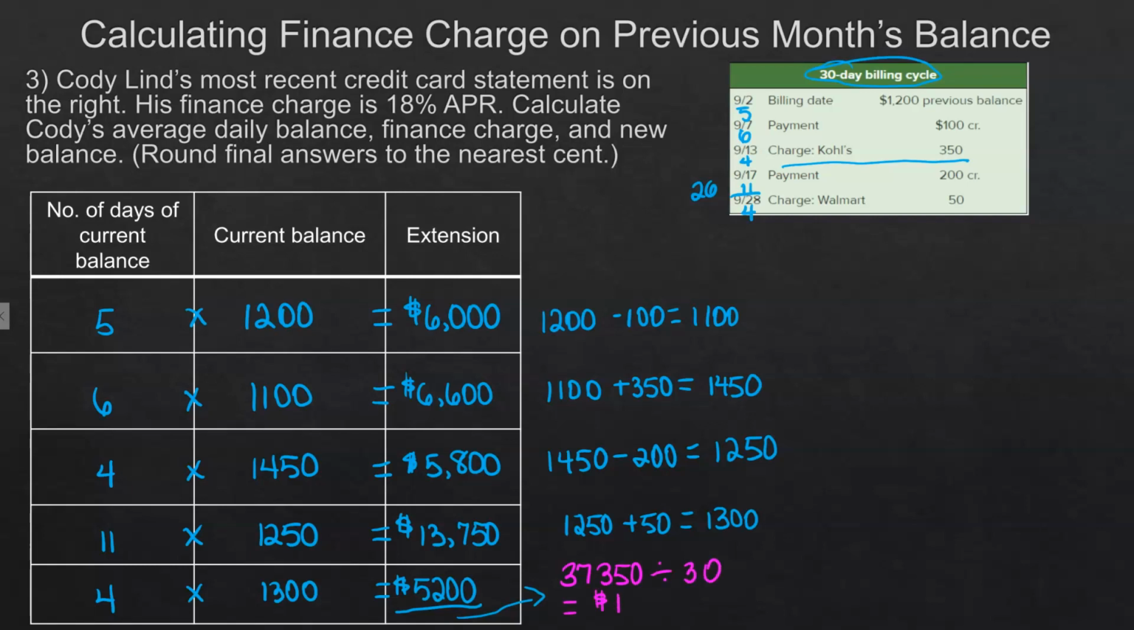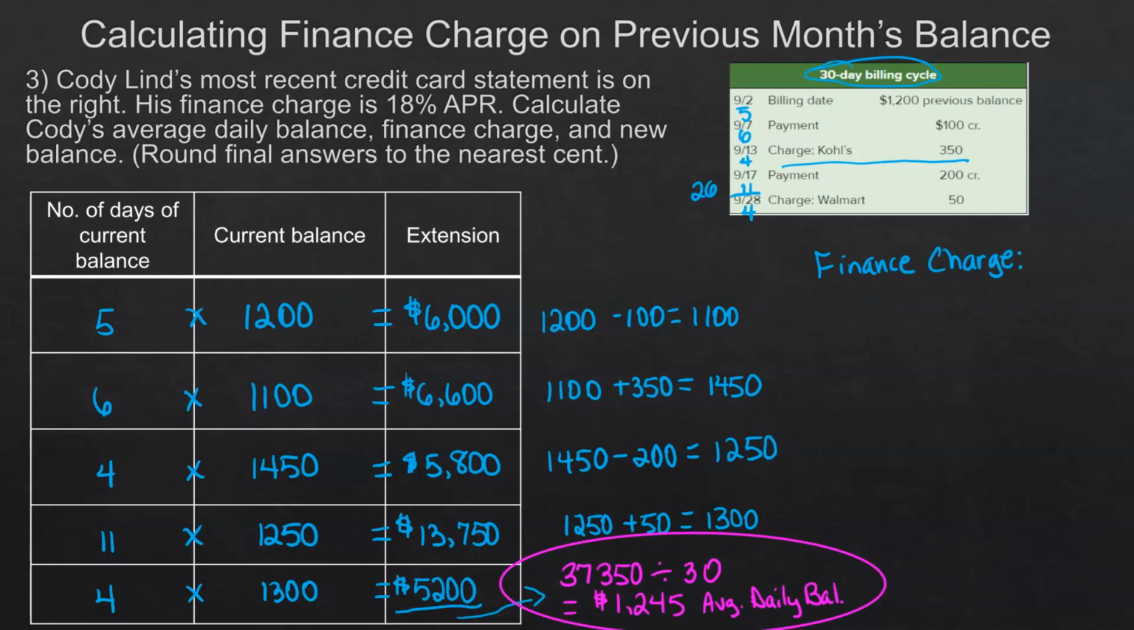So it is $1,245, right? That's our average daily balance. Let me put a circle around that if I can get that in there. Okay. Now we're going to take that $1,245 now and find the finance charge. So the finance charge is going to be 1,245 times, now we haven't talked about this yet.